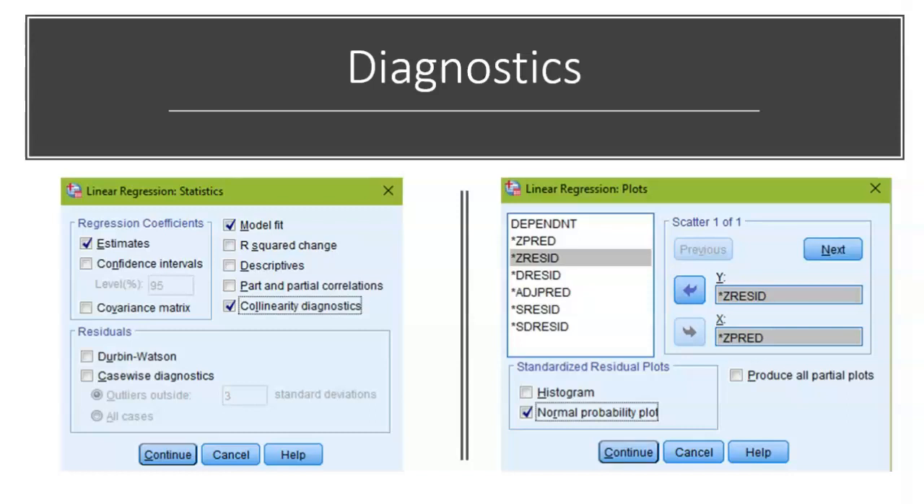So where is the menu in SPSS located where you run not only the regression coefficients but the collinearity diagnostics? Well, if you look on the left-hand side, this is where you put a checkbox under the different types of tests.